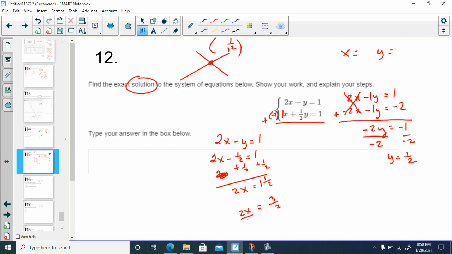Now, let's divide both sides by 2. If I divide this by 2, same as multiplying by 1/2. x is equal to... 2 times 2 is 4. Okay, I'm sorry. 3 times 1 is 3. 2 times 2 is 4. That would be 3/4. Okay, 1/2, 3/4.